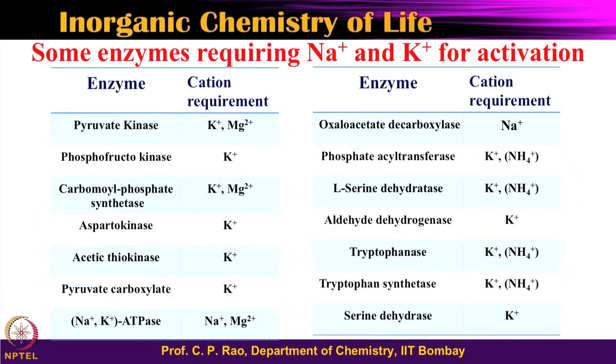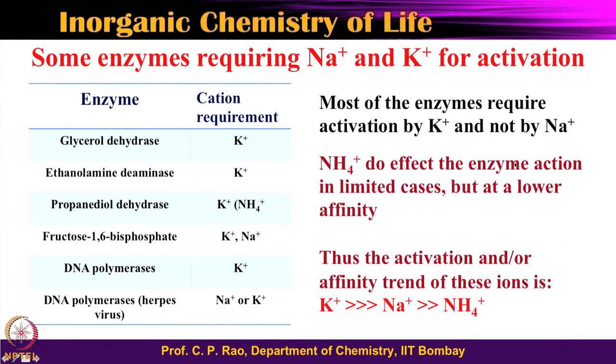Primarily it is the potassium plus, in a few cases sodium plus, and there are some bracketed species shown with some ammonium. Some of the species can be activated even by ammonium ions. So, therefore, what is their relative activations? If you look at all these enzymes, the maximum activation of the intracellular proteins is by potassium and not by sodium, only a few by sodium.